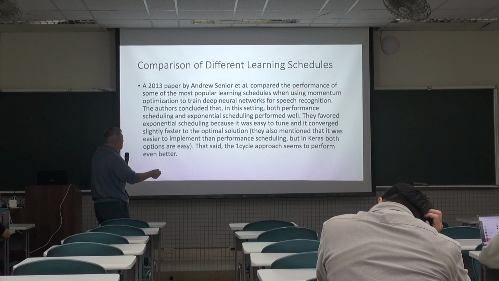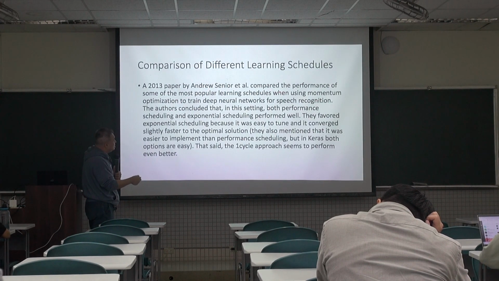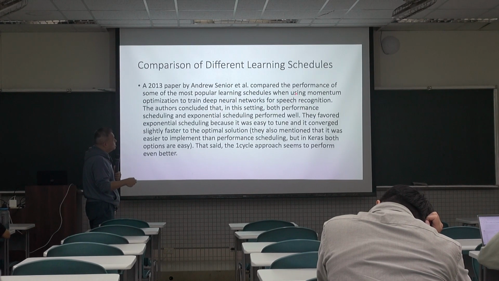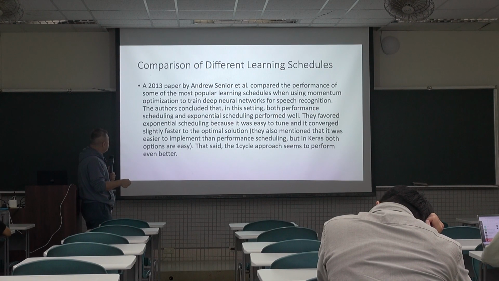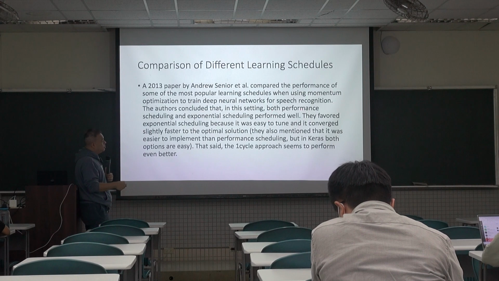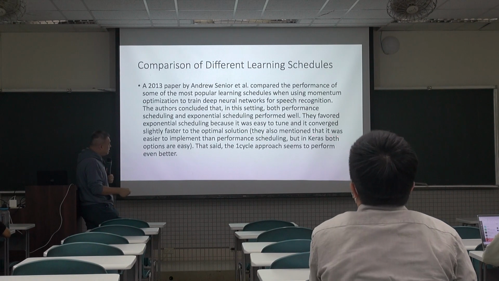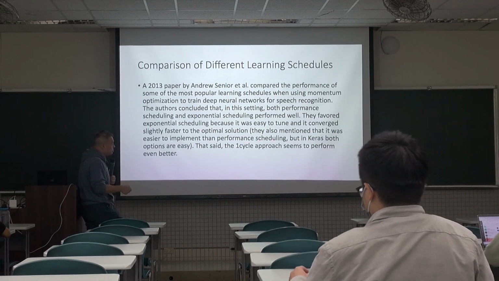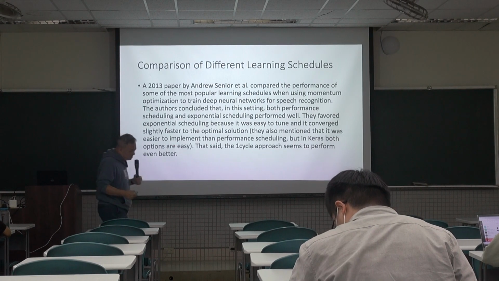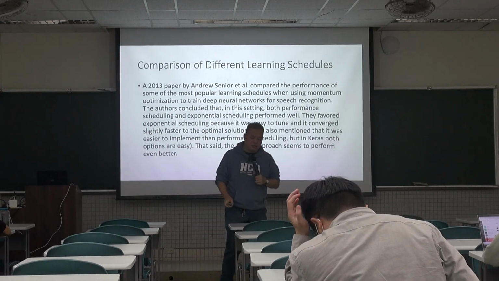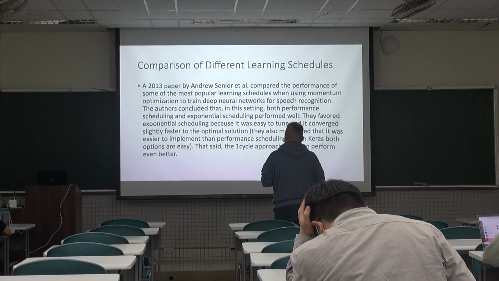They compared the performance of some of the most popular learning schedules when using momentum optimization to train DNNs for speech recognition. The conclusion is that both performance scheduling and exponential scheduling perform well. They favor exponential scheduling because it was easy to tune, and it converged slightly faster to the optimal solution. They also mentioned that it was easier to implement than performance scheduling. But in Keras you don't need to worry about implementation. Both are very easy to set up.